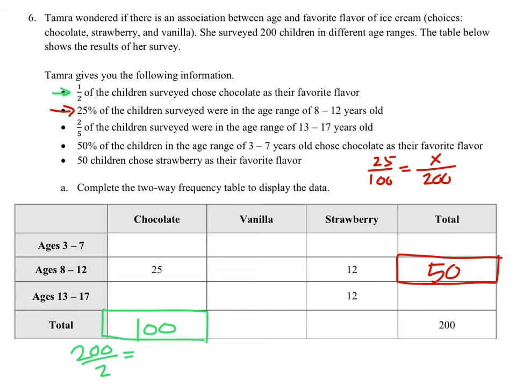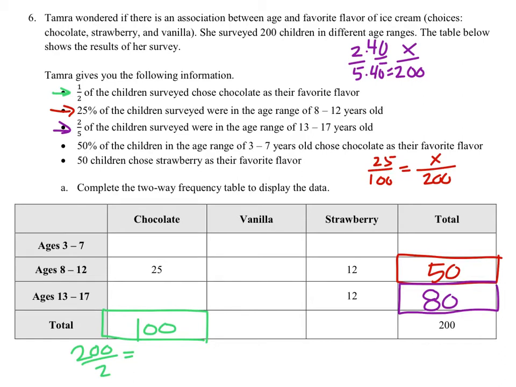All right, next up, we got 2/5 of the children surveyed were in the age range 13 to 17. That's going to be this box. Total number of children in that age range. And it's 2/5. So I'm going to take 2/5, which is the same as some number out of 200. So again, fish method, whatever. I'm going to use just the scale factors. 5 times 40 is 200. So 2 times 40 is 80. 80 children surveyed in the age range 13 to 17.